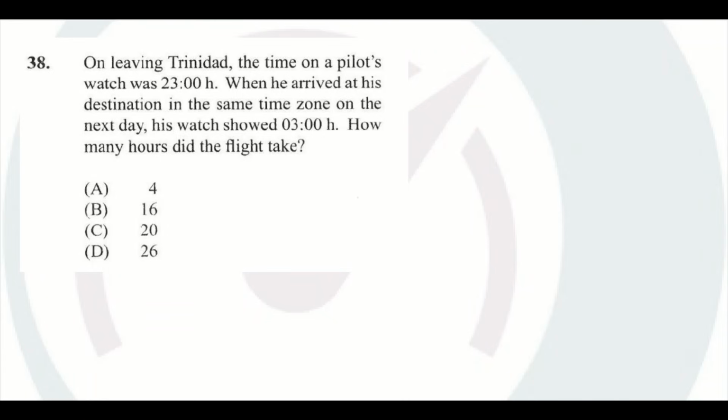On leaving Trinidad, the time on the pilot's watch was 2400 hours. Sorry, 2300 hours. When he arrived at his destination in the same time zone on the next day, his watch showed 3 o'clock. How many hours did the flight take? Now, just to be extra careful, we have 12, 6, 3, and we have 9.